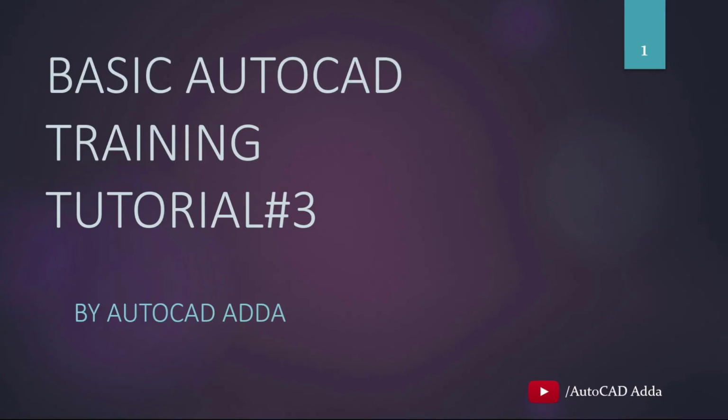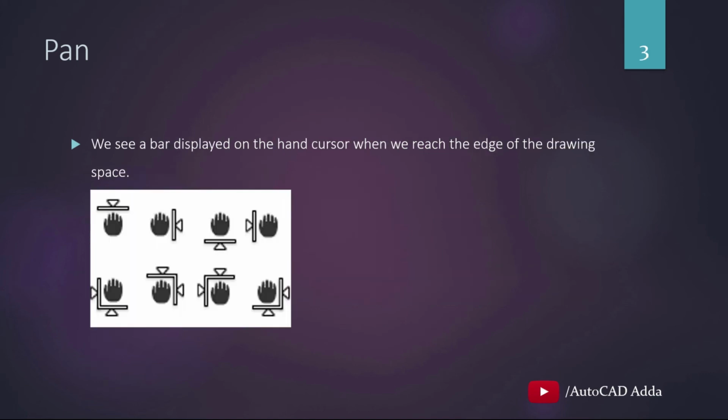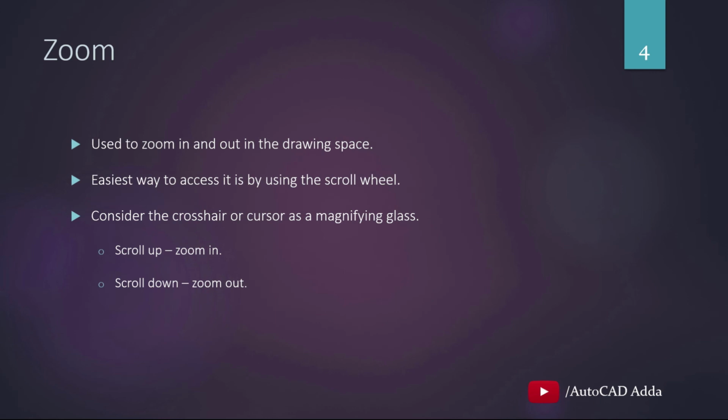Let us have a quick recap on whatever we have learned today. Firstly, we learned about the pan command, how it is used to move around the drawing space by clicking and holding the mouse scroll. Upon activation, the crosshair gets converted into a hand with fingers closed as seen in the image. We also learned how when we reach the end of our space, horizontal or vertical bar will be displayed on the hand cursor. Next, we learned about zoom command which can be used for zooming in and out of the drawing space. The easiest way to use it is to use the mouse scroll. When we scroll up, we are zoomed in, and when we scroll down, we are zoomed out.